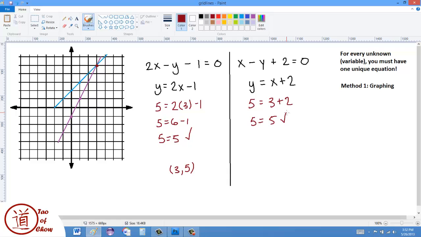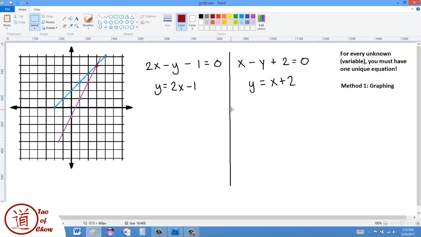Basically this is what you do for every single one. Not graphically, but whenever you find the answer, you substitute it into both equations, and if it satisfies the equations, that means you got the answer correct. So that's how you solve these graphically.